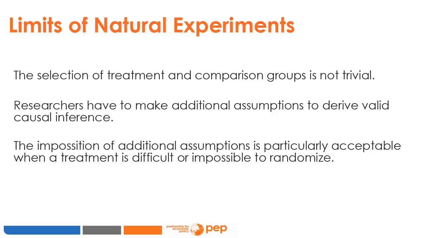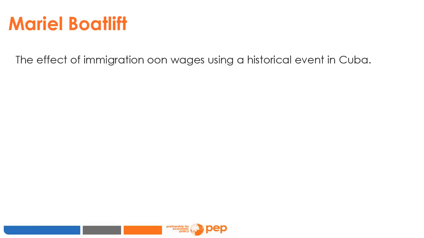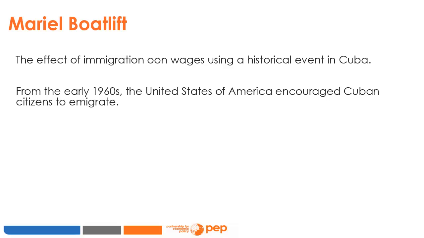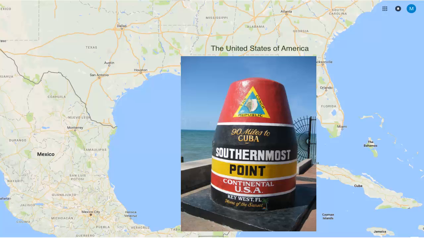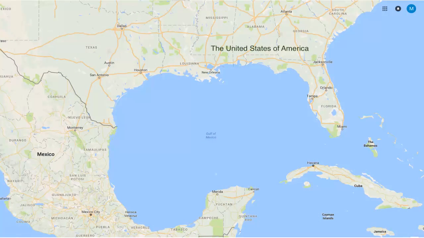The effect of immigration on local wages is one of those treatments. I will now present a landmark natural experiment used to analyze the effect of immigration on wages using a historical event in the country of Cuba called the Mariel Boat Lift. From the early 1960s, the United States of America encouraged Cuban citizens to emigrate using a variety of policies. Cuba is an island 90 nautical miles southeast of US territory. There were serious political tensions between its communist government at the time and the Americans.